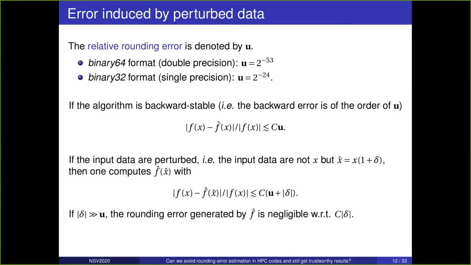And if the input data are perturbed, that means the input data are not x, but x hat with a relative error delta, then one computes f hat of x hat with a relative error which is C multiplied by U plus absolute value of delta. And if the order of magnitude of delta is greater than U, the rounding error generated by f hat, which is CU, is negligible with respect to C delta. And so estimating this rounding error CU may be avoided.